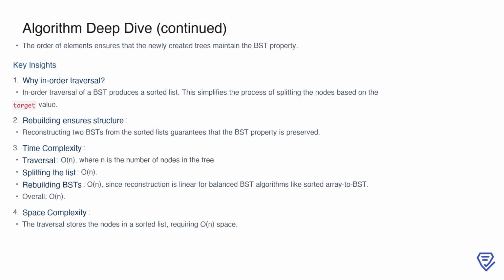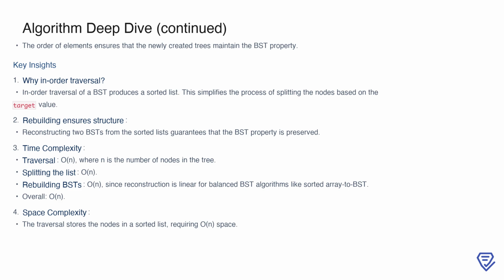efficient. The sorted order produced by in-order traversal plays a crucial role in the brute force approach. It ensures that when we split the list into two parts based on the target value, the resulting sublists directly correspond to the desired structure of tree 1 and tree 2. Rebuilding the BSTs from these sorted sublists guarantees that both resulting trees maintain the BST property.